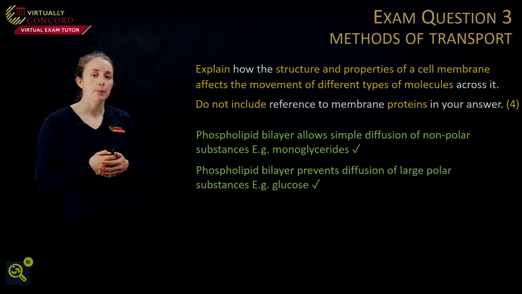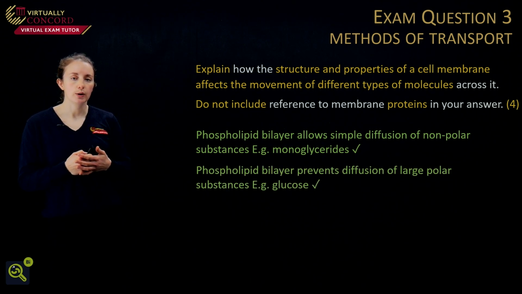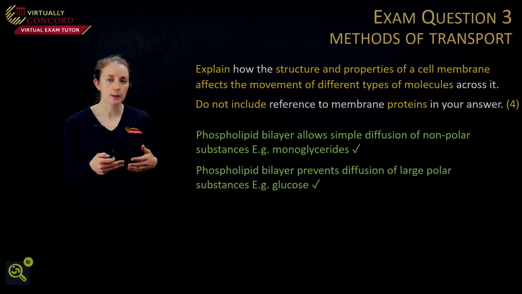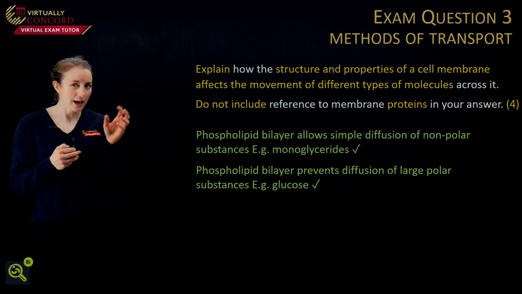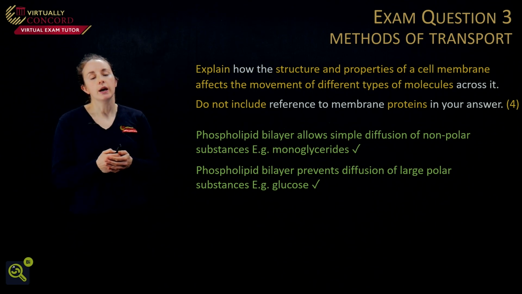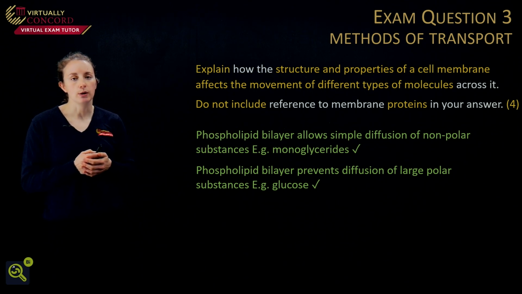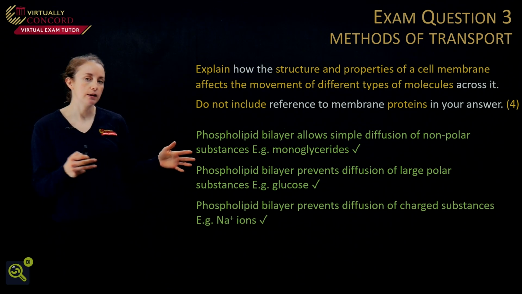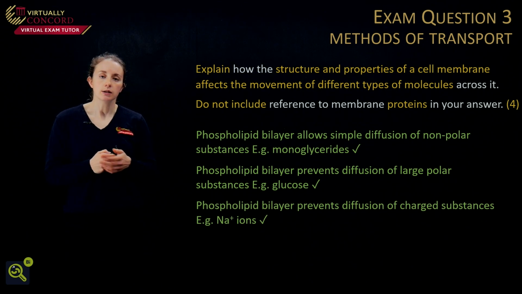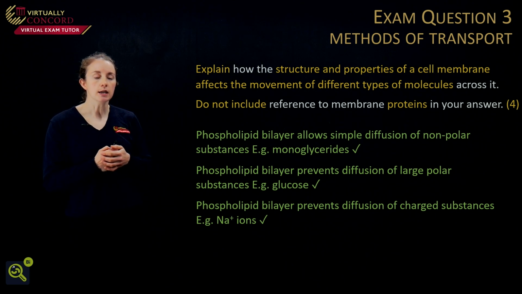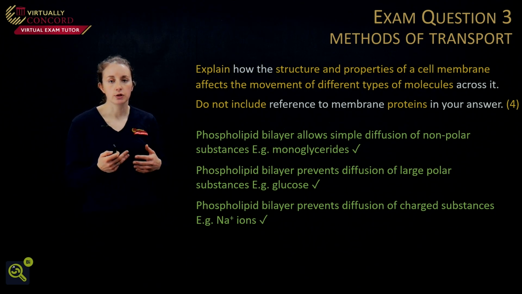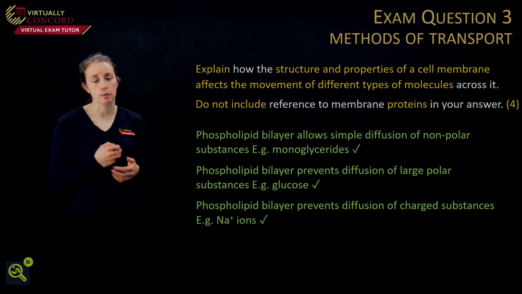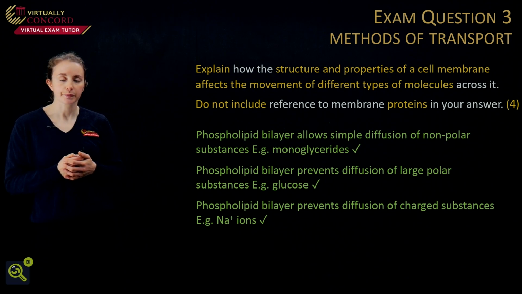The phospholipid bilayer prevents diffusion of large polar substances, for example, glucose. I have included the word large there because some small polar molecules like water can actually manage to sneak through. So it is worth saying large polar molecules. And then charged substances definitely can't get through by simple diffusion. A good example here would be sodium ions. So things like glucose and sodium ions have to rely on channel proteins or carrier proteins to be able to get through. They cannot pass through by simple diffusion.